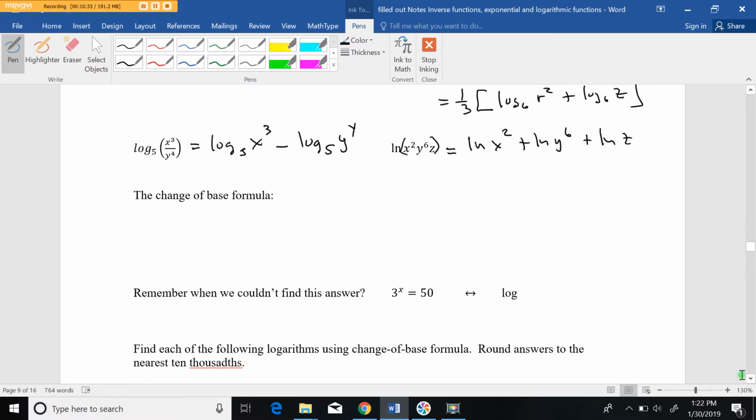All right, change the base formula. We're not going to really talk about that. What I'm going to do is show you how to change the base.